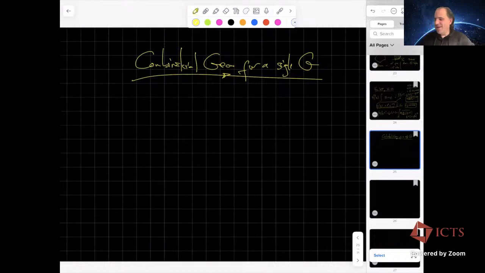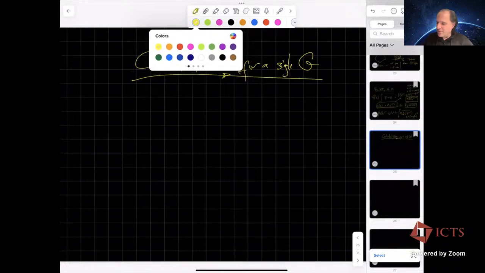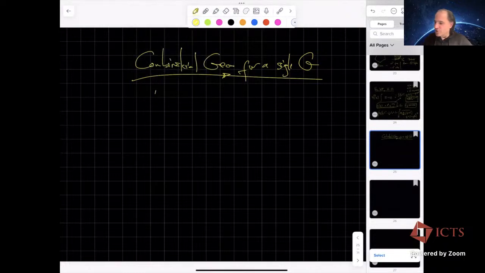Okay, so that's the first thing that I want to tell you about: the combinatorial geometry associated with a single graph is what I want to describe. And this does turn out to be an object that is known to mathematicians. They're known as graph associahedra.